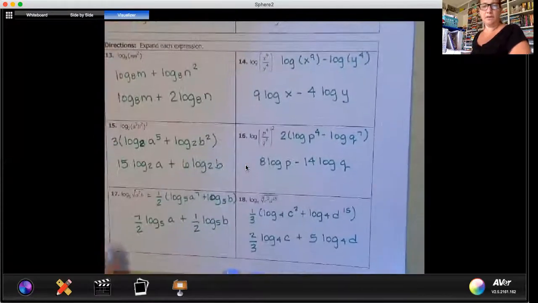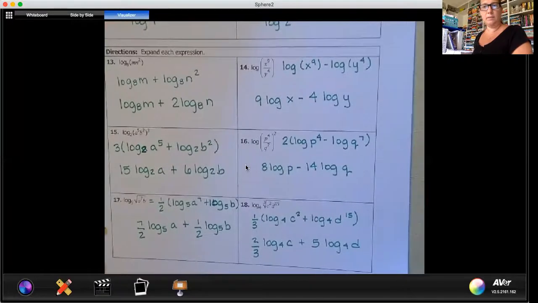So you guys should have gotten quite a few practice problems here, which should help you on the assignment that you have for this section. Remember, properties of logs are very important.